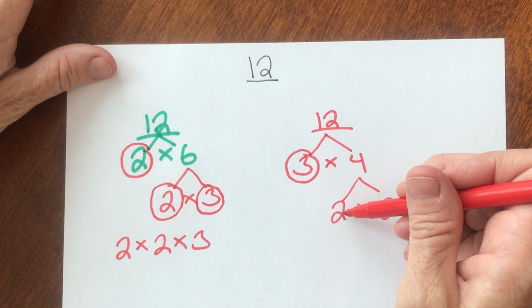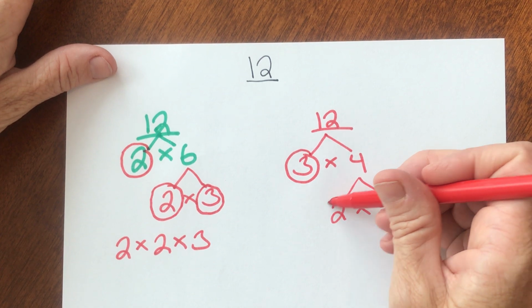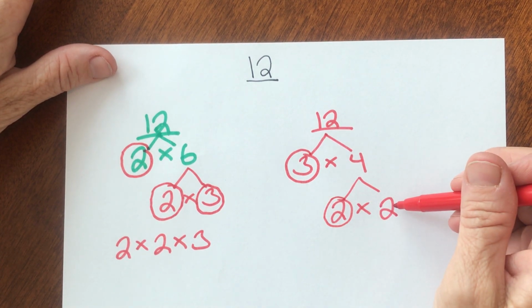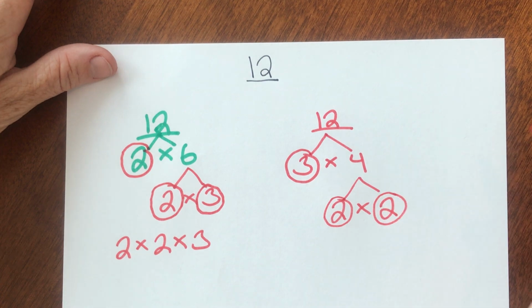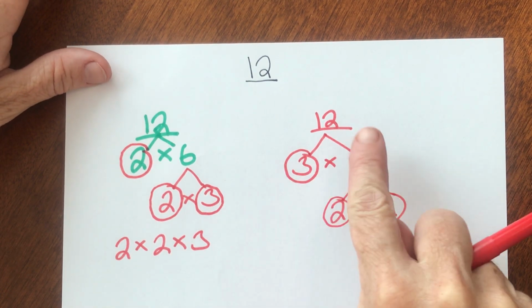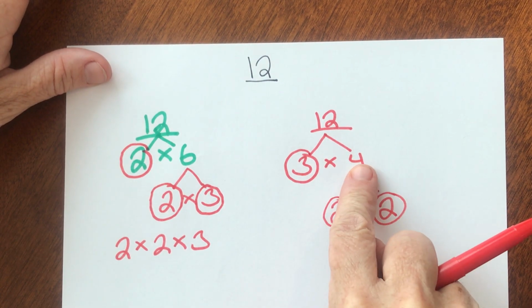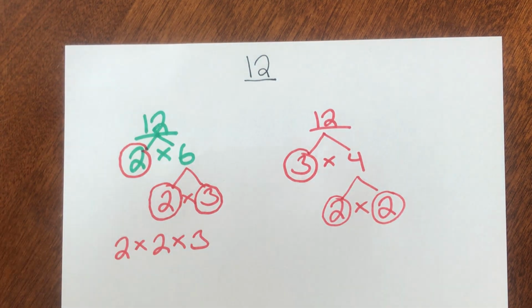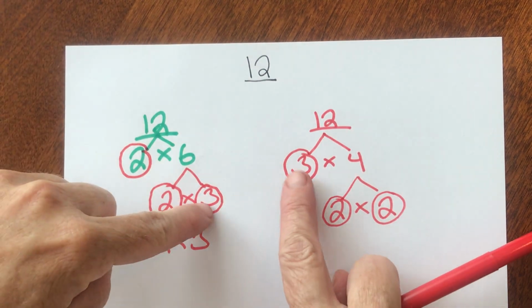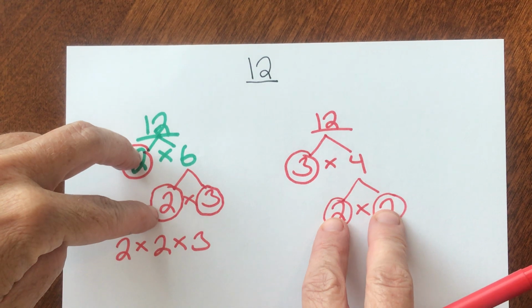What times what equals 2 without using a 1? Nothing. What times what equals 2 without using a 1? Nothing. So look what happened. Even though I did the 12 differently here, look at my, we're going to call them our little apples. They're the same. I have one 3 in each of them and two 2s.